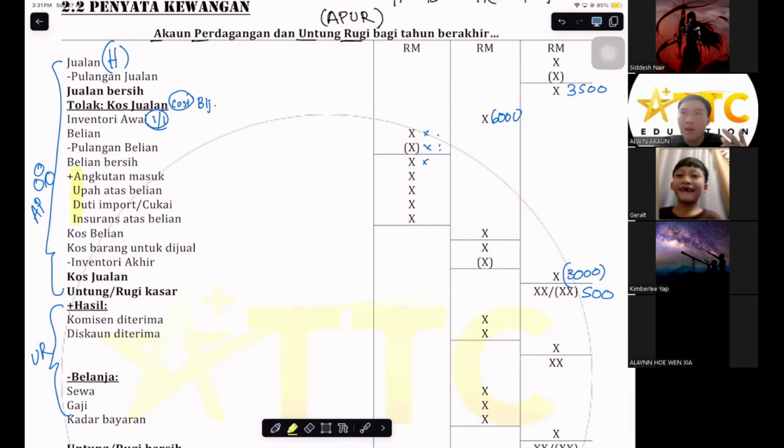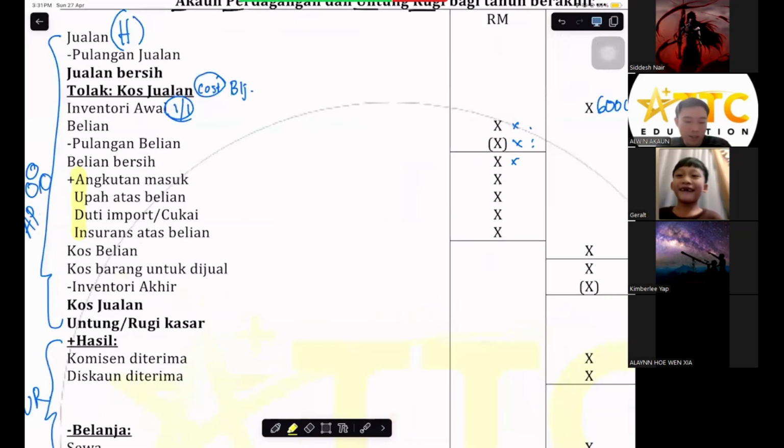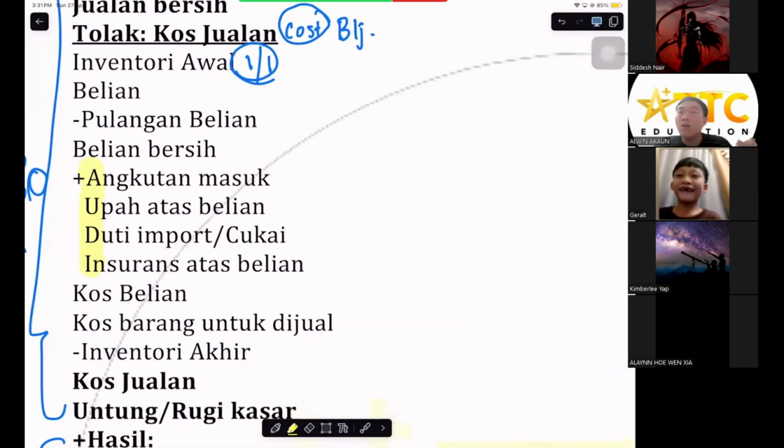You buy something, initial price is 40, but at the end of the day, you're paying about 60 bucks. Why? Because of all these additional costs. Angkutan masuk, DHL, FedEx, and then upah atas belian, when you buy something that needs installation, you need some manpower from the particular company to help you install the stuff. You need to pay them.